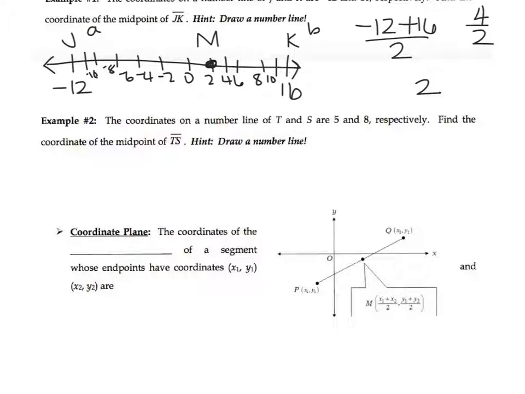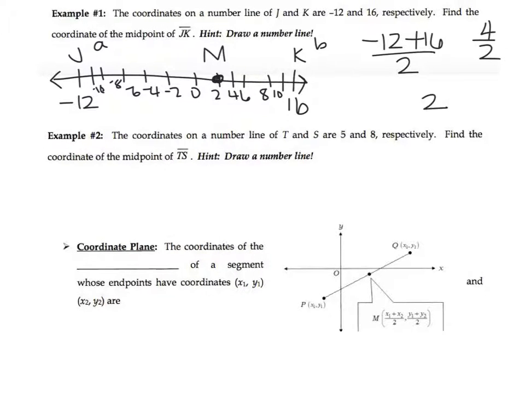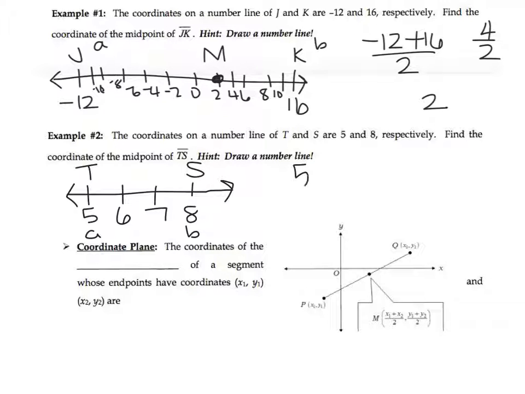So we have the coordinates on a number line of T and S are 5 and 8. Find the coordinate of the midpoint of TS. So this is not too difficult to draw because 5 and 8 are very close to each other on a number line. So 5, 6, 7, 8. We have T and S, which we can label as A and B. So we do 5 plus 8 divided by 2. 5 plus 8 is 13, divided by 2. Now 13 divided by 2 is not a whole number, it is 6.5. So my midpoint is going to be halfway between 6 and 7. So here is where M lies.